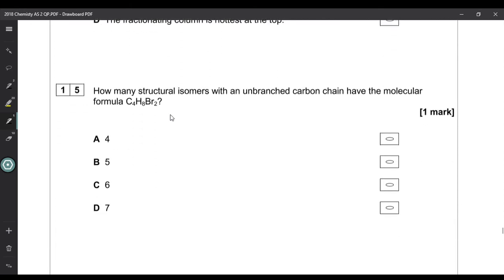How many structural isomers with an unbranched carbon chain have the molecular formula C4H8Br2? So if you just spend some time sketching different structures with this formula, then you should get 6.